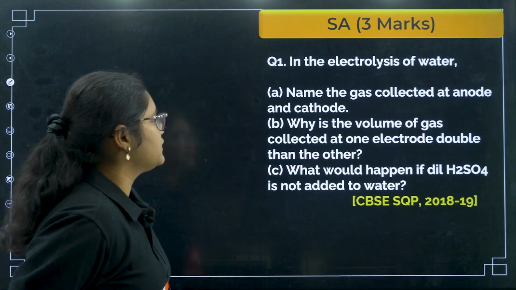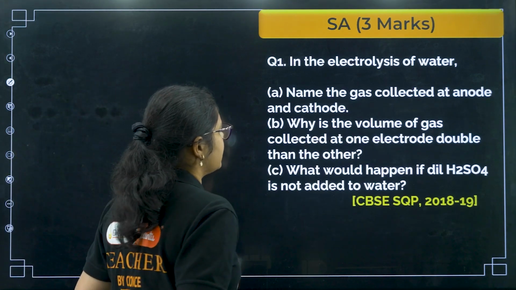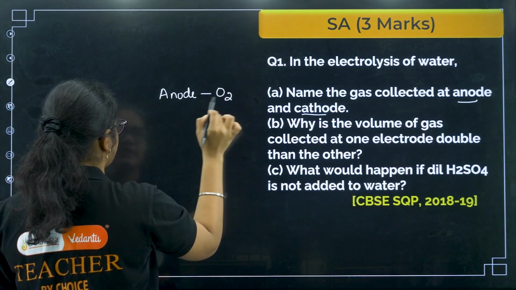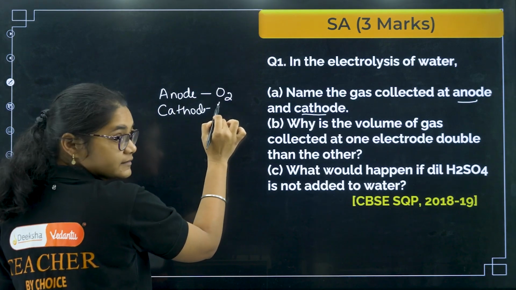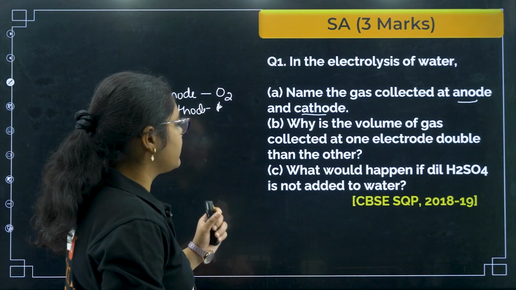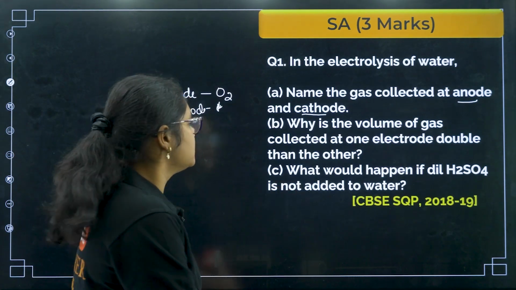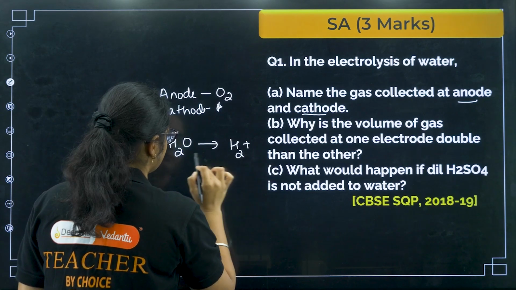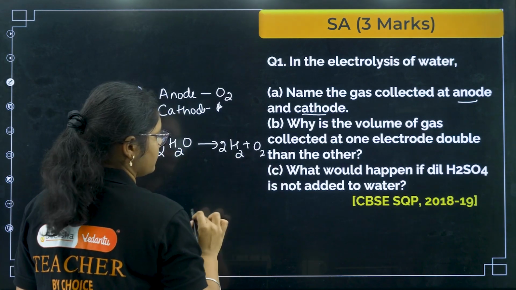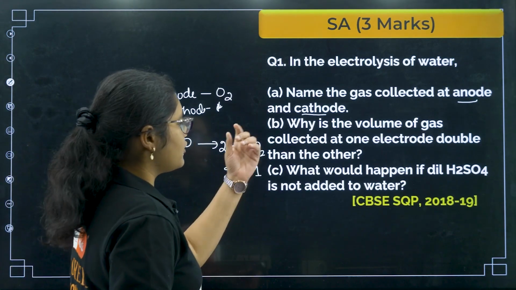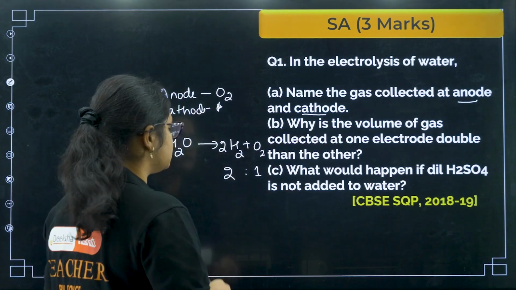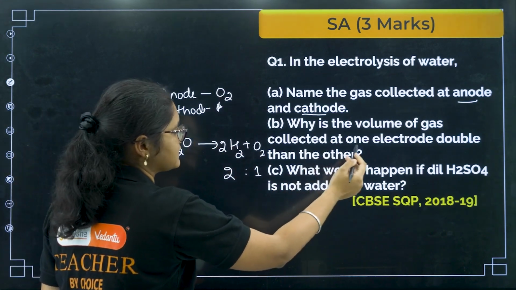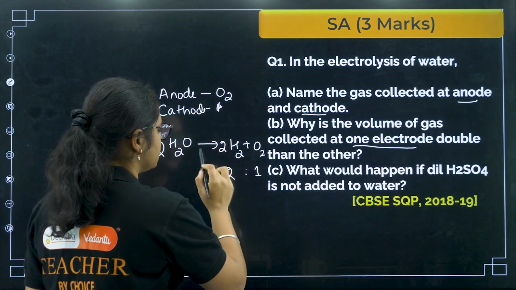Clear? Next, we'll go to 3-marker question. In the electrolysis of water, name the gas collected at anode and at cathode. Here you should remember, at anode oxygen gas is collected, and at cathode hydrogen gas is collected. Next, why is the volume of gas collected at one electrode double than the other? If H2O is electrolyzed, the balanced equation is 2H2O gives 2H2 plus O2, so the ratio is 2 to 1. 2 units of H2 gas are produced for 1 unit of O2 gas, so the volume of gas collected at one electrode is double the other because of this ratio.